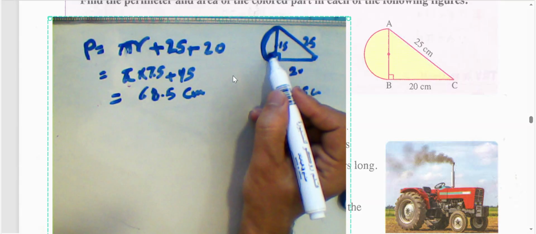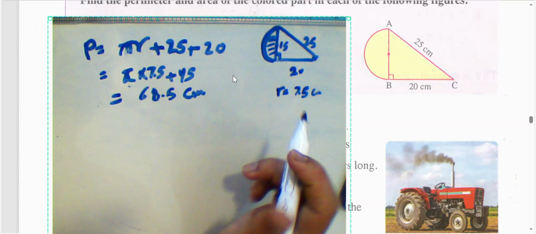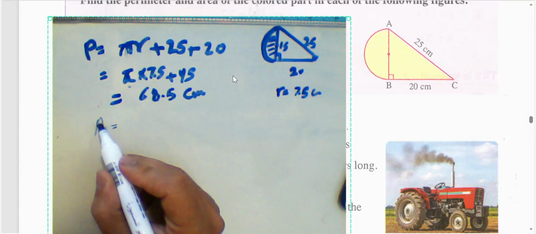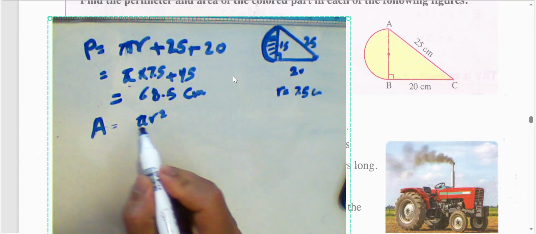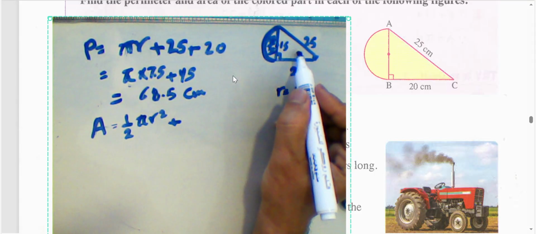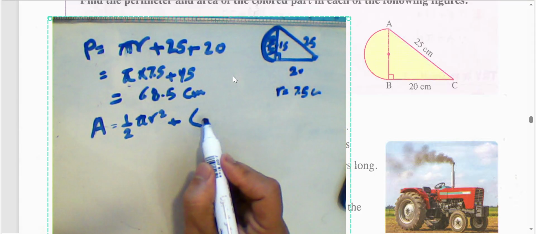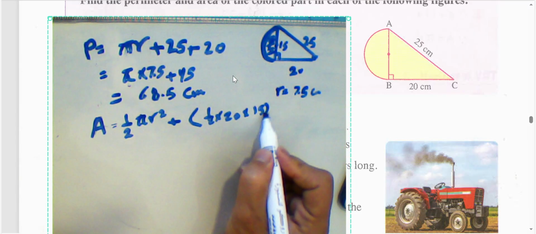Next step, I will find the area. The area, we have area of rectangle and the area of half of circle. And the area will be equal. First, the area of circle we know pi r power 2, then we can divide it by 2 because we have half circle, plus the area of triangle equal half times base times the height. The base was 20 and the height was 15.